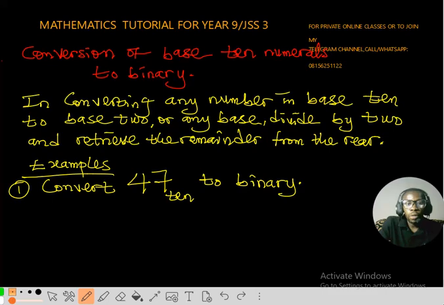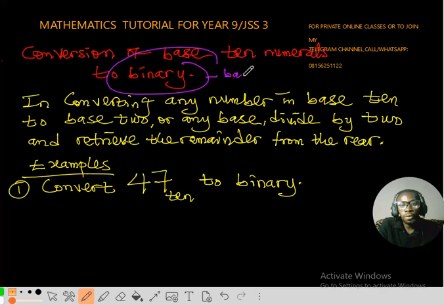We want to quickly look at conversion of bases, that is, number base 10 numerals to binary. When we talk about binary, it is base 2. So binary deals with 2. When you are converting any number in base 10 to base 2, that is binary, or any other base depending on what you are given in a question, divide by 2 and retrieve the remainder from the rear. Now that is the grammar.